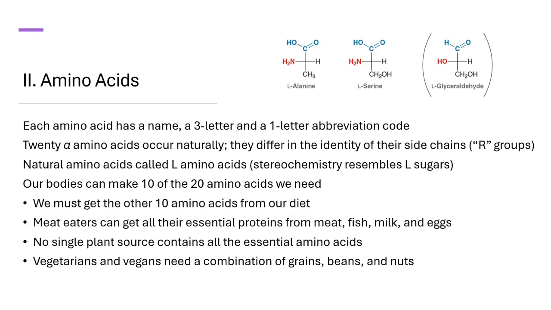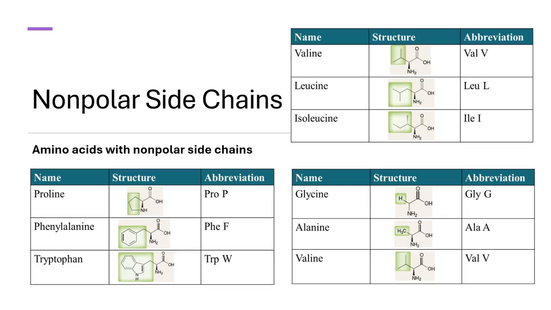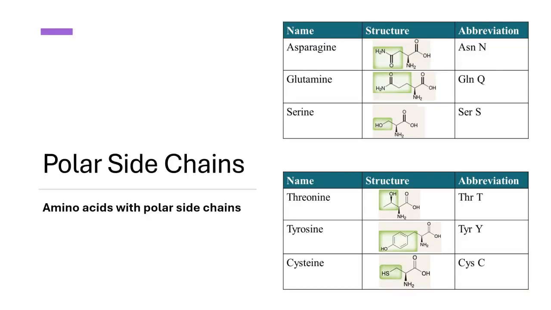Let's consider the side chains. Amino acids with nonpolar side chains are shown here, including their name, their structure, and their abbreviation, both their 3-letter and 1-letter abbreviations. Polar side chains. These are the amino acids with polar side chains. They're given their names, their structure, their 3-letter and 1-letter abbreviation.